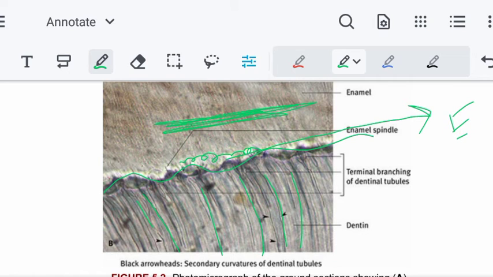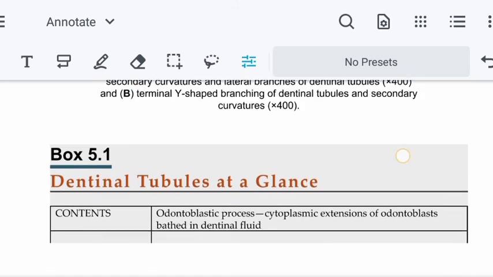What extends into the dentine? Odontoblastic processes present inside the dentinal tubules extend into the dentine. These are called enamel spindles. They extend into the enamel for a few millimeters. Okay, these are called enamel spindles, right?